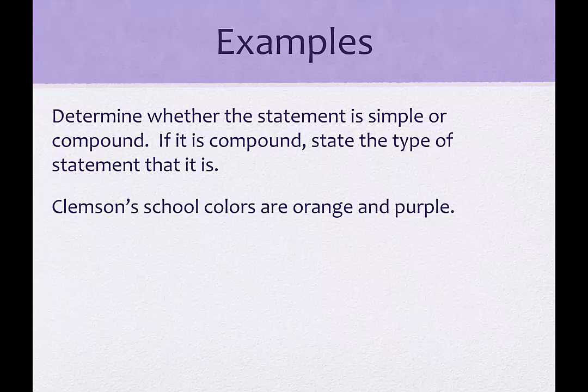If you said simple statement, you would be correct. Even though we do have the word "and" there, you can't separate these into two statements that make sense. We don't say Clemson's school color is orange and Clemson's school color is purple. That doesn't make any sense. This is an all-or-nothing situation here. The school colors for Clemson are orange and purple, period. So Clemson is that single subject. Hence, this is a simple statement.